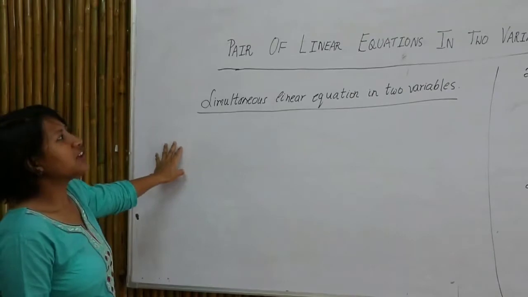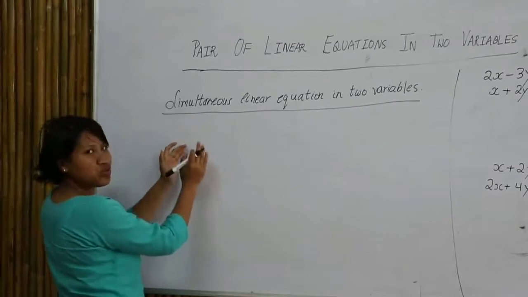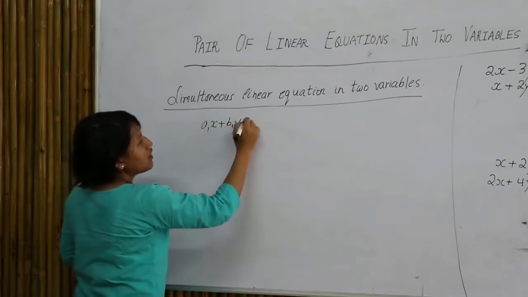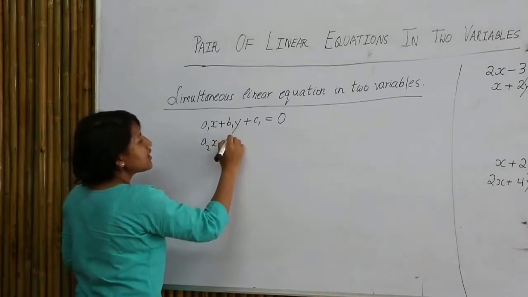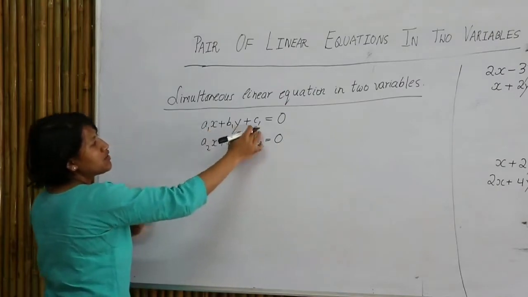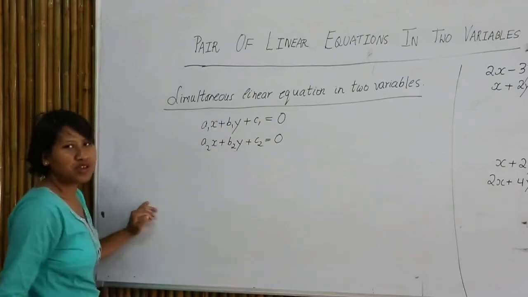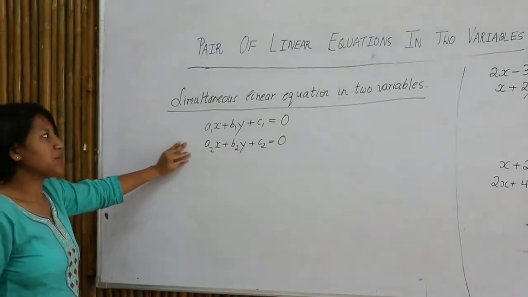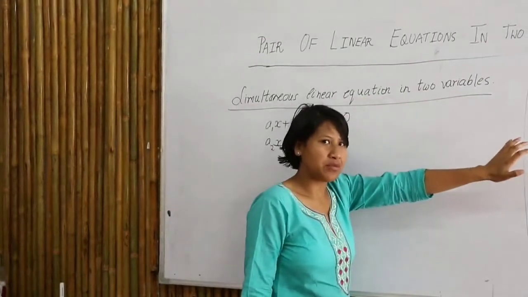Now we have seen a linear equation in two variables. Now if I take two linear equations in two variables, this is the first linear equation and this is the second linear equation. a1, b1, c1, a2, b2, c2 are real numbers, and a1, b1, a2 and b2 should not be equal to 0. Now when we take a pair of linear equations in two variables, we call them simultaneous linear equations in two variables.